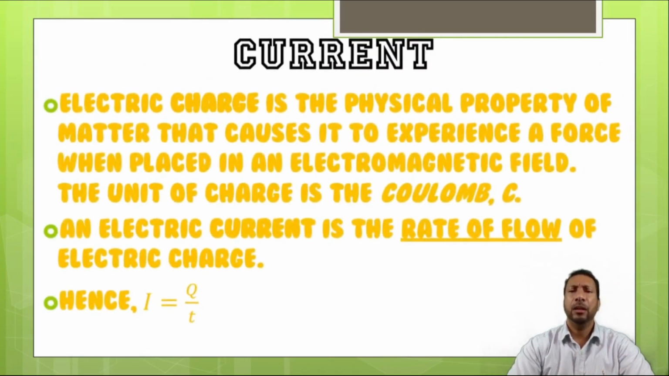Let's get a little more technical with current though. We say that electrical charge is the physical property of matter that causes it to experience a force when placed in an electromagnetic field. The unit of charge is the coulomb, abbreviated as C. An electric current is the rate of flow of electric charge. It is how many electrons pass through in a certain amount of time. Hence, we can have our first formula, I is equal to Q over T, where I is the symbol we use for current, Q is the symbol we use for charge, and T is time.